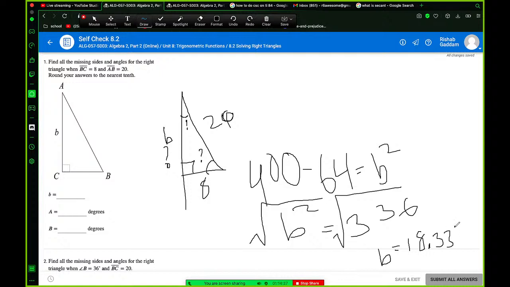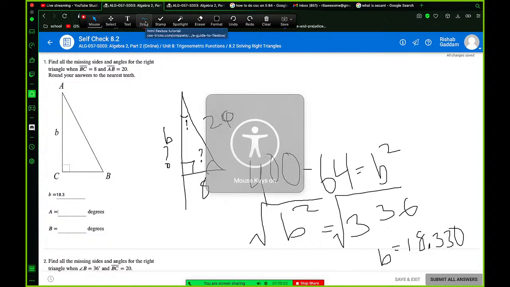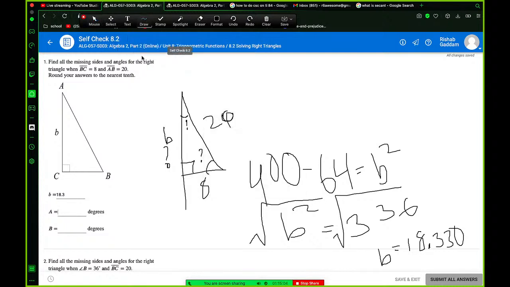It says round your answer to the nearest tenth, and this one is 18.0 something. So it's 18.03 or something? No, it was 18.3. Okay, yeah, that's what I thought. Let's keep going. Angle A. Okay, so now we know the lengths of all of these sides, so now we can calculate the angles.